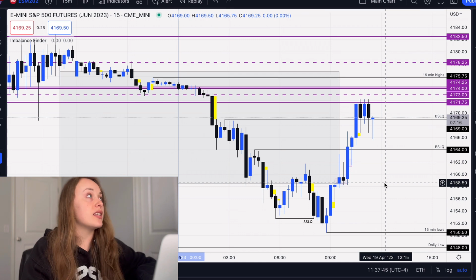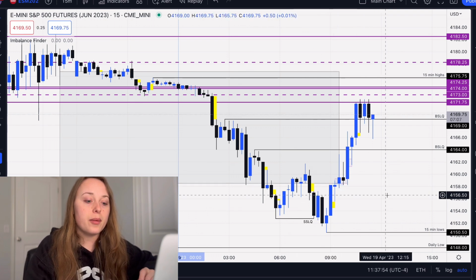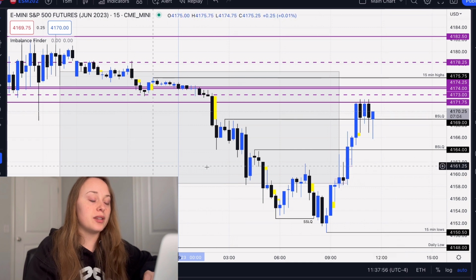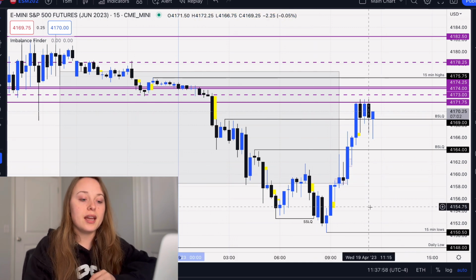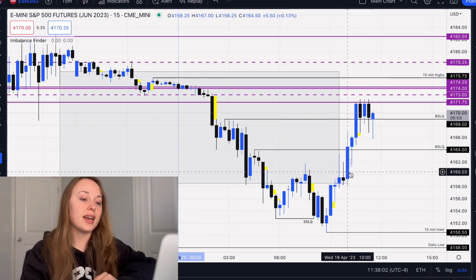Okay, so today we are Wednesday, April 19th. Today we had a pretty slow moving day, but right now I'm on the 15-minute chart. And as you can see, we actually had a pretty large range opening gap.